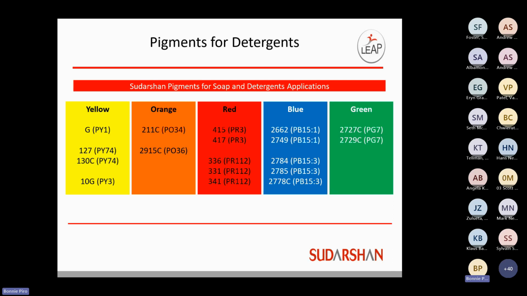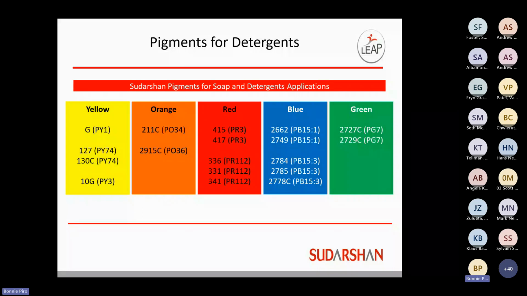So as far as soap and detergents, we have pigments that fit the full space of color in these areas. And so I've listed some of the Sudarshan product color indexes as well as the actual products themselves that would be good fits for these color spaces for this type of an application area.